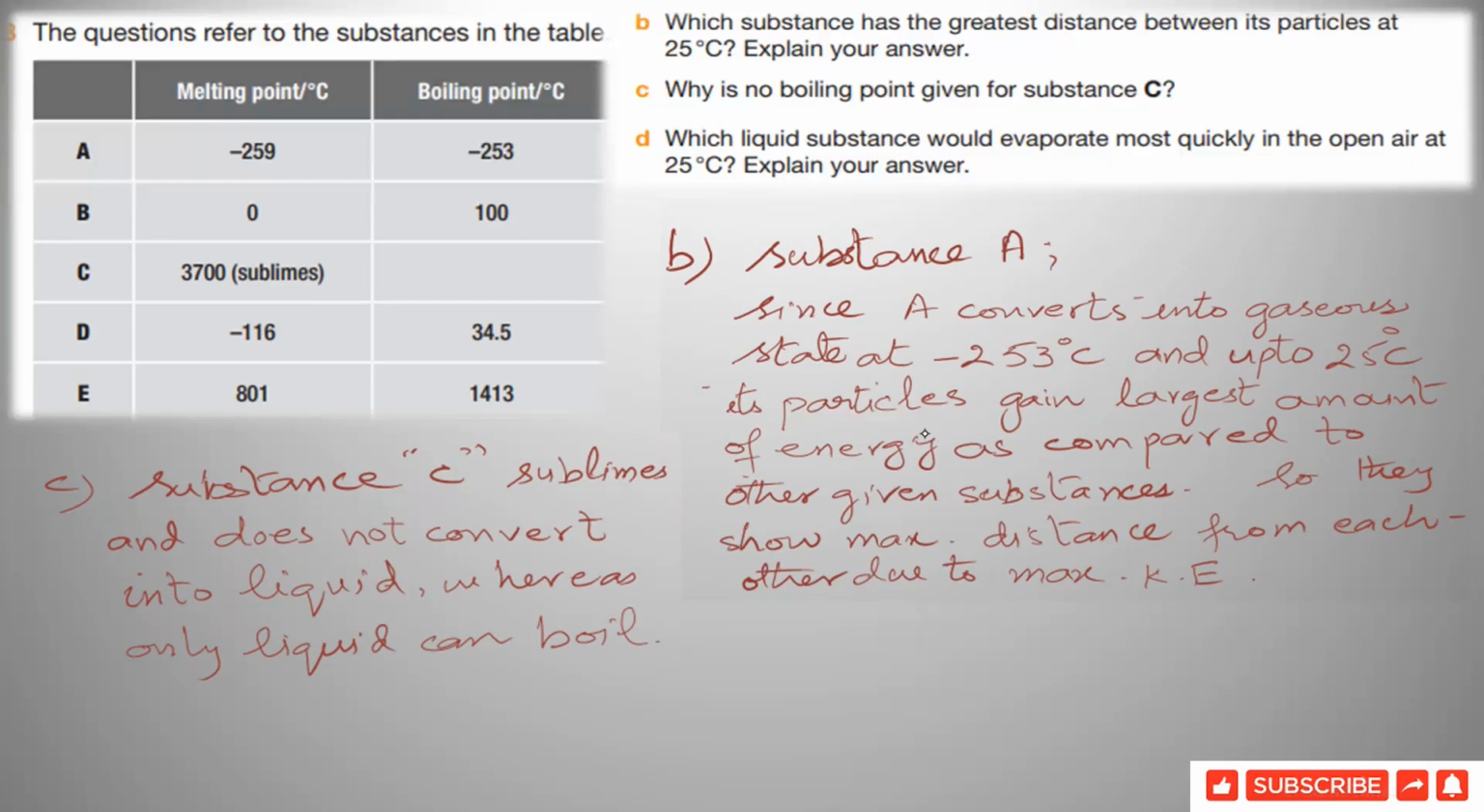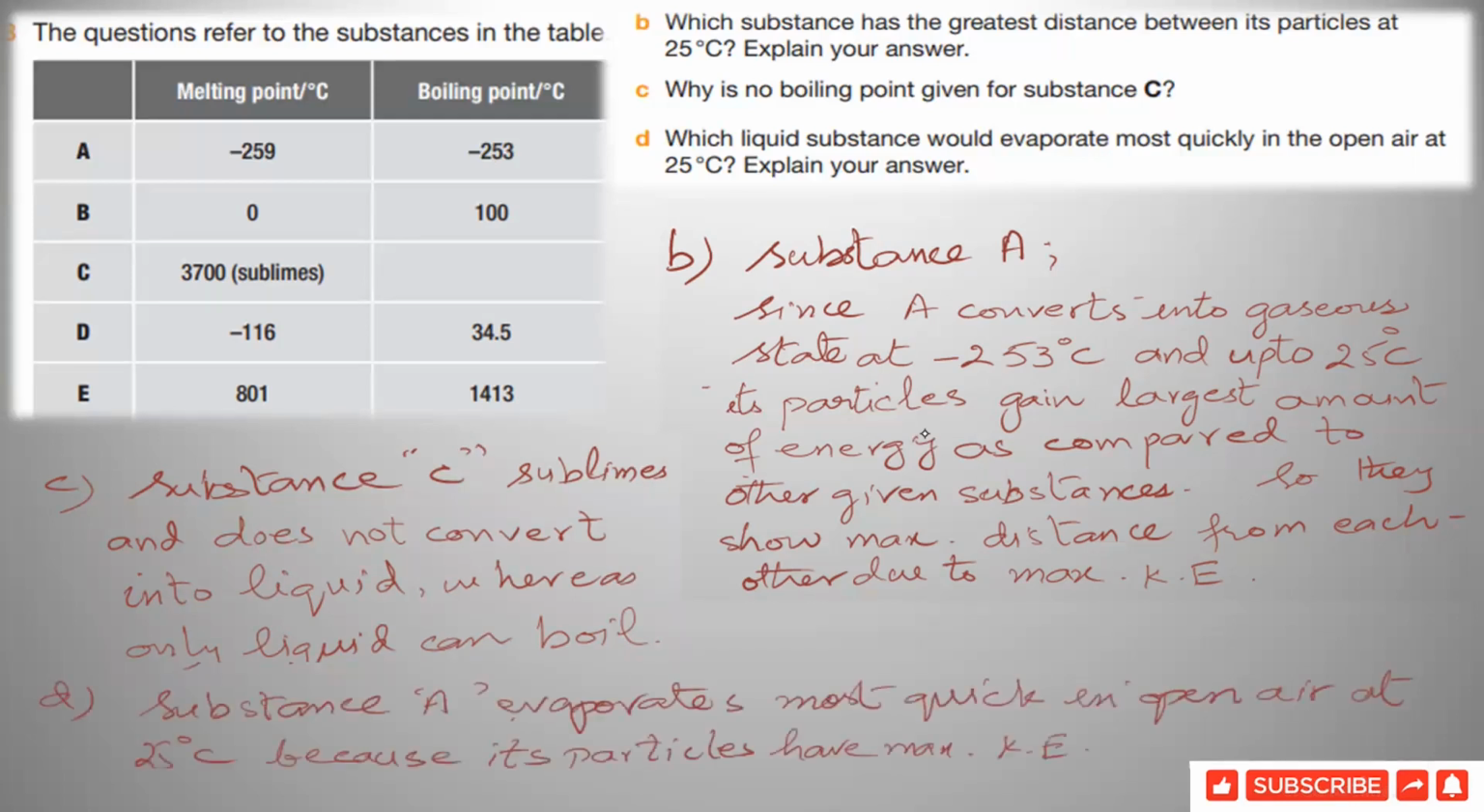D part. Which liquid substance would evaporate most quickly in the open air at 25 degrees Celsius? Explain your answer. Substance A evaporates most quickly in open air at 25 degrees Celsius because its particles have maximum kinetic energy at that temperature.